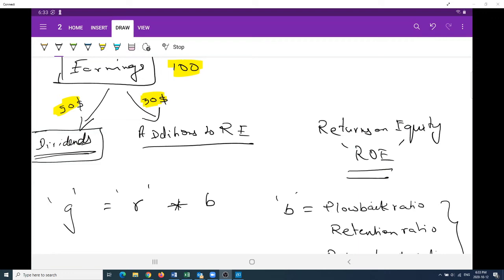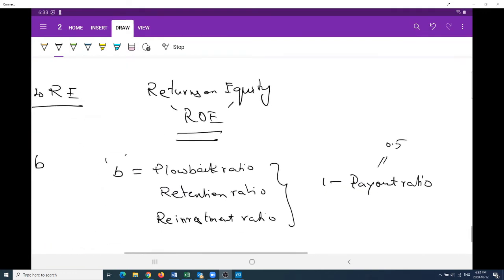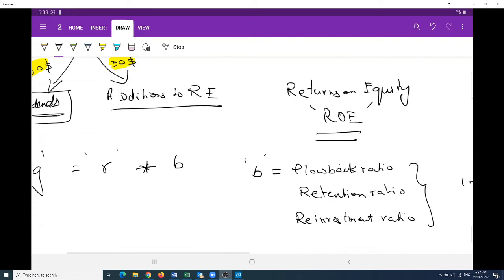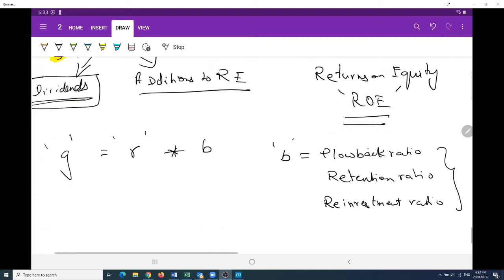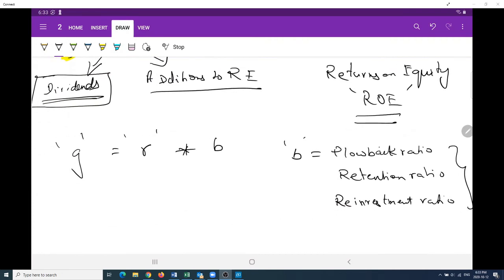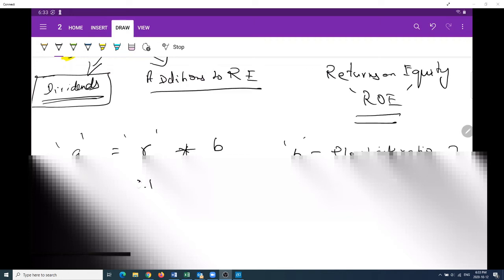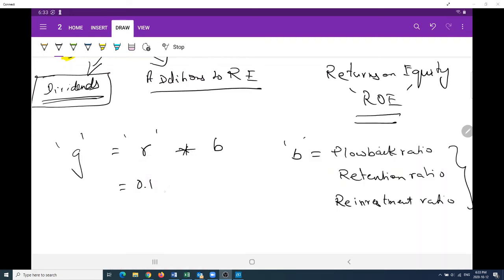And the addition to retained earnings is 1 minus the payout ratio, which is again 0.5 over here. Okay, so this plowback ratio is 0.5. And this 0.5 is what you're earning in some sense as your return on equity, right? So let's assume your return on equity was 10%. If your return on equity was 10% and you're putting back 50% of your money, your growth rate in dividends would be 0.05 or 5%.